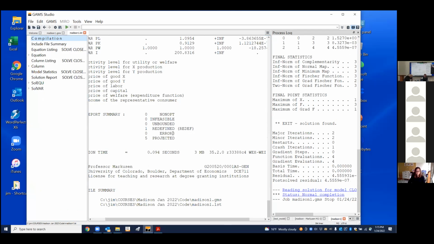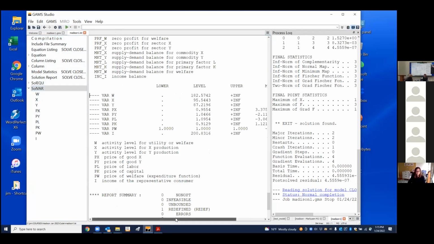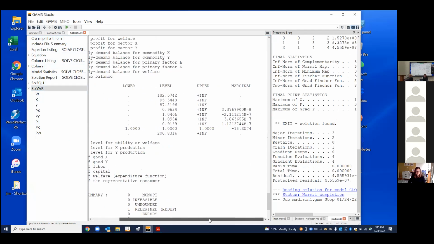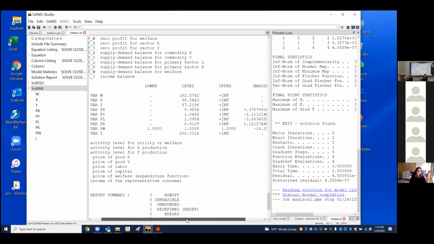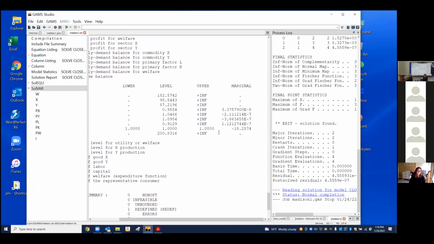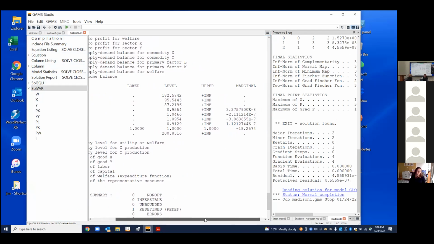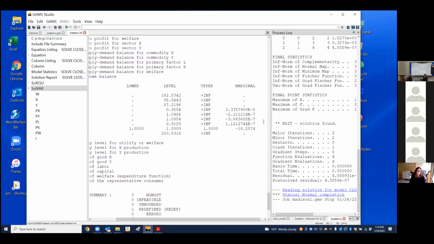Okay. It says there's a redefinition of something. Something's not right. I go down to the solve summary, and it's given me a solution. But something is wrong because the marginal on that numeraire sector is -18. The other ones, to the -7th and -8th, are just rounding errors in the solver. You can ignore those, but something is not right in the model because of this marginal.